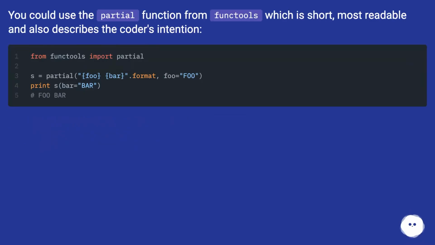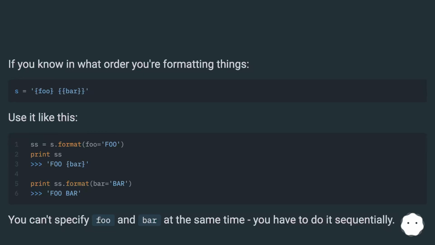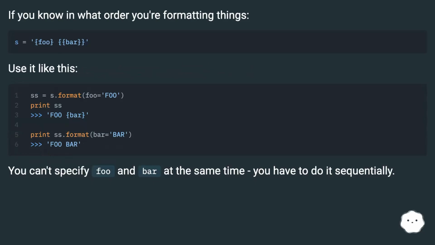you could use the partial function from functools, which is short, most readable, and also describes the coder's intention. If you know in what order you're formatting things, use it like this. You can't specify foo and bar at the same time, you have to do it sequentially.